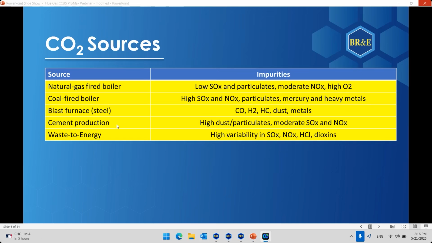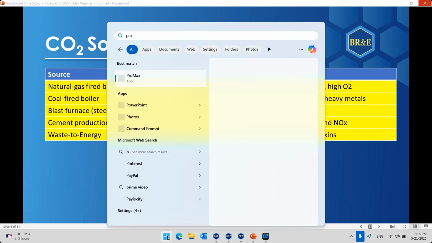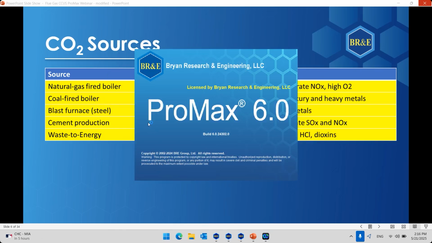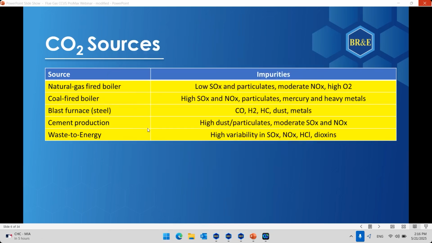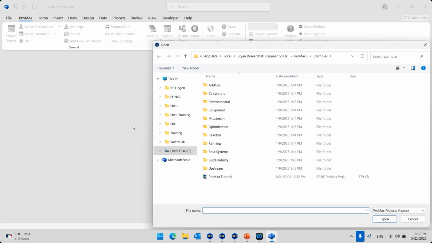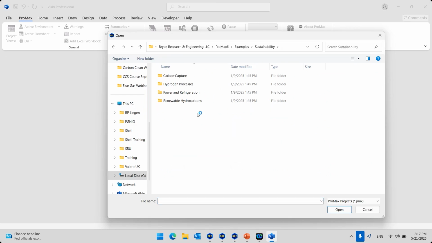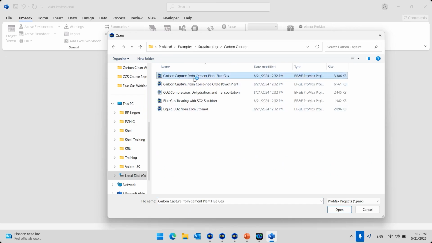So what I'm going to do right now is give you an overview of the different steps of the total flue gas CCUS. For that, since our main product, our company is Bryan Research and Engineering, and we have ProMax simulation software, I'm actually going to go into one of our example files. Right now I'm opening ProMax 6, which is the current version of ProMax, and I'm going to open one of our example files. Anyone with ProMax installed on their machines is able to access these files as well. The file I'm going to look into is in the sustainability folder. I'm going to go into the sustainability folder, and then into the carbon capture folder. The one I want to be looking at right now is this carbon capture from cement plant flue gas. So let me open that one.